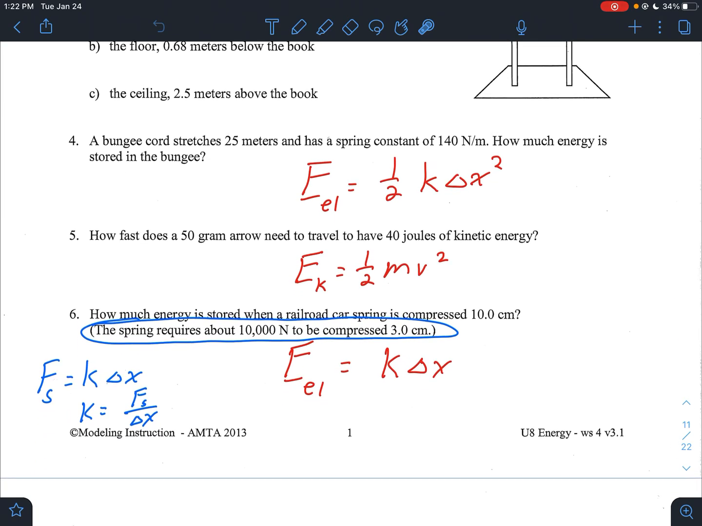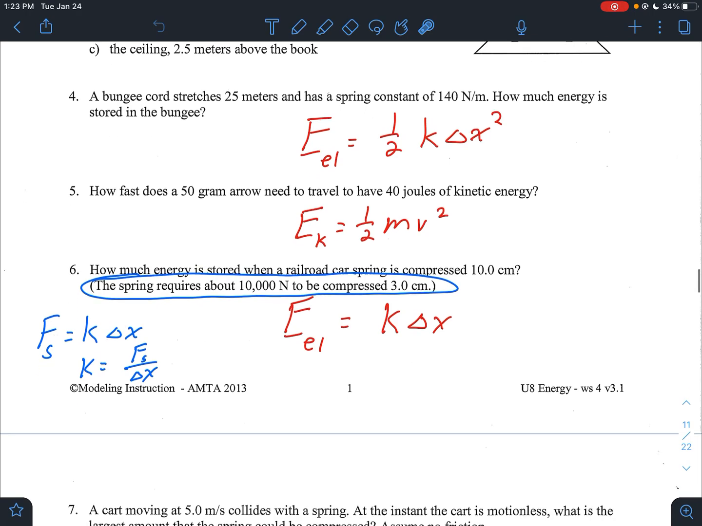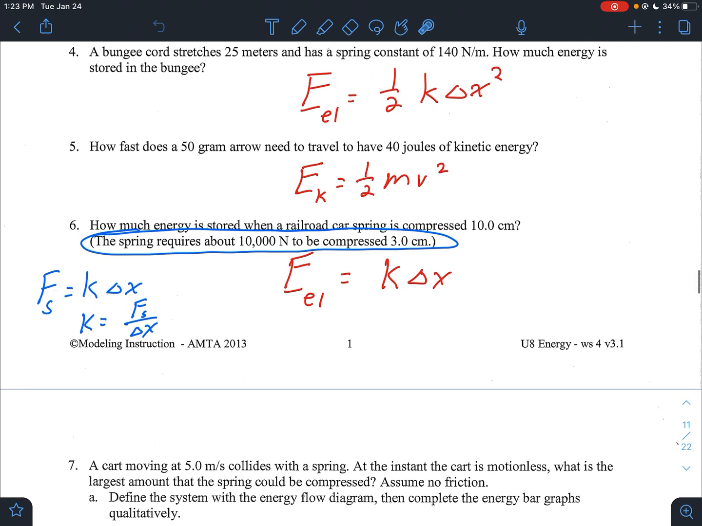For 4, it's a bungee cord, so we have elastic potential energy. We know the equation for elastic potential energy. We're given the K value. We're given how much the stretch is, so we should be able to simply plug that in and make that calculation.